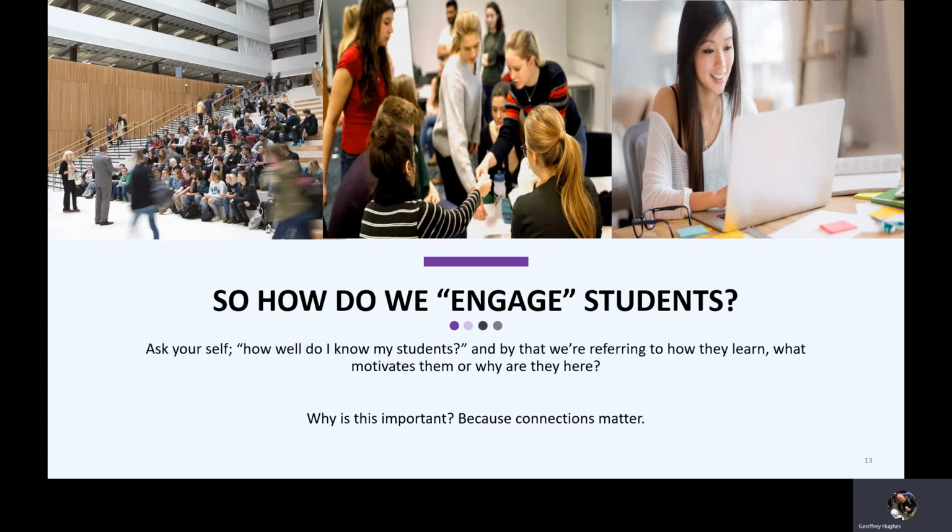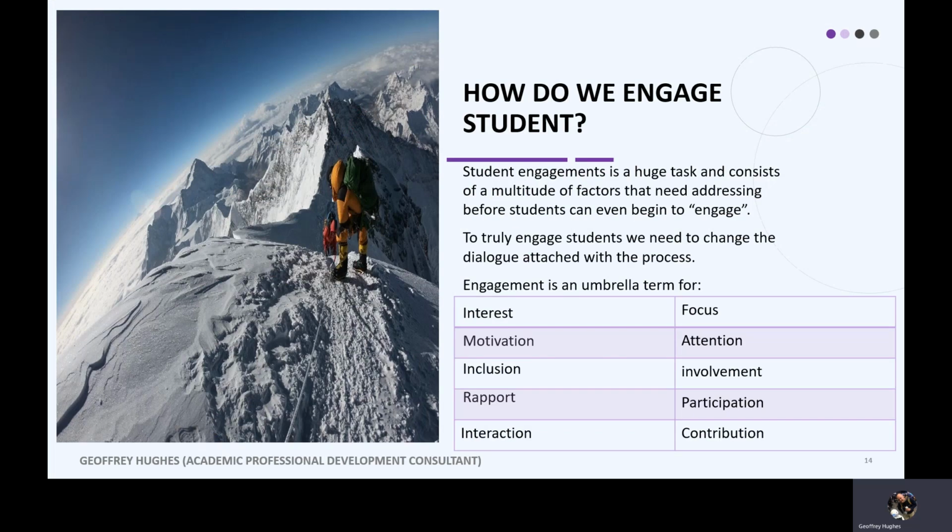So how do we genuinely engage students then? And what we're referring to is how they learn and what motivates them. And this is important because connections matter. What we've got to do is start to get to know our students more. Now, I appreciate if this is in a setting where you deliver one-off sessions, it's going to be really difficult. But what you can start to do within that context is build a picture post-session of the students that access your provision, and we'll talk more about what you can do in a sec.